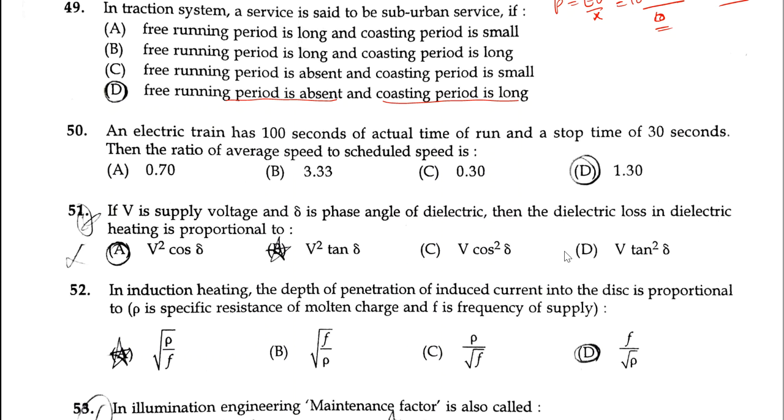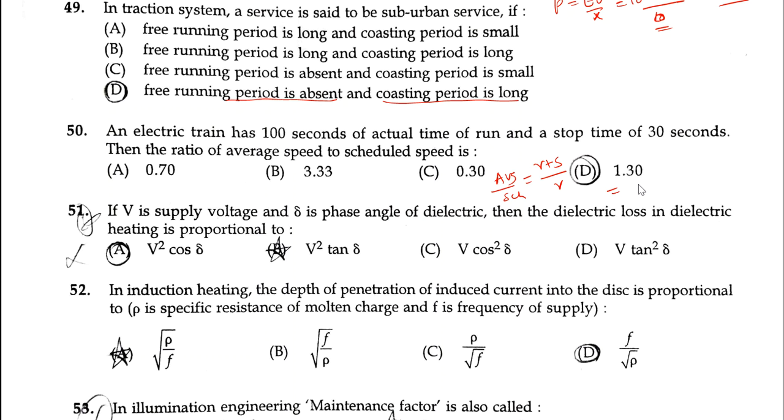Next one, in an electric train with 100 seconds of actual run time and a stop time of 30 seconds, then the ratio of the average speed to scheduled speed is... the ratio of the average speed to scheduled speed will be equal to the total run time plus stop time divided by total run time.